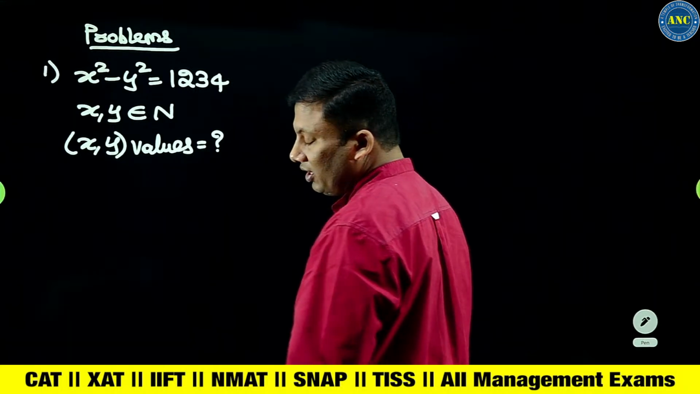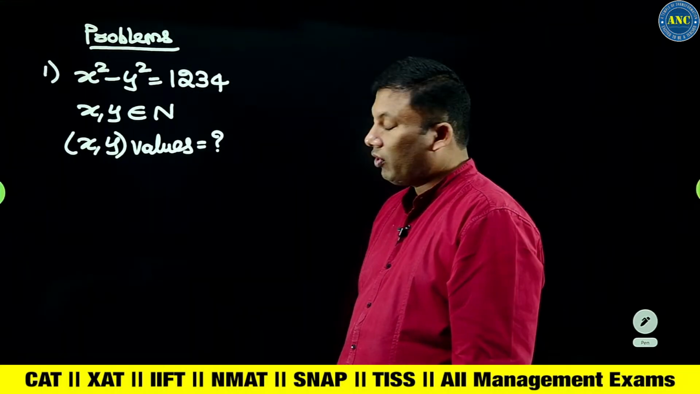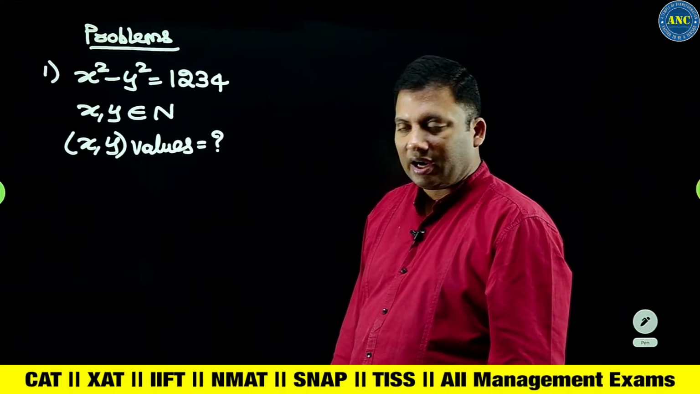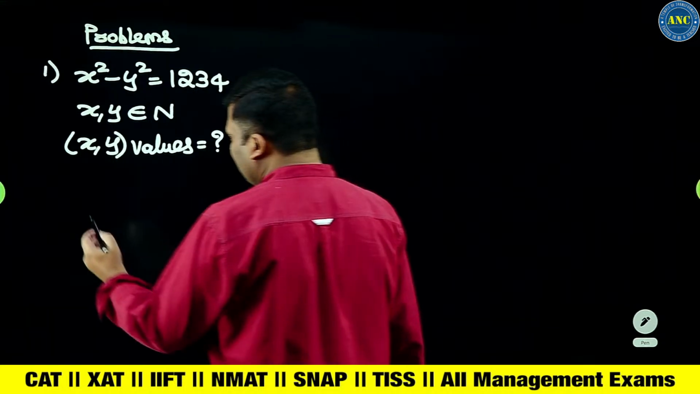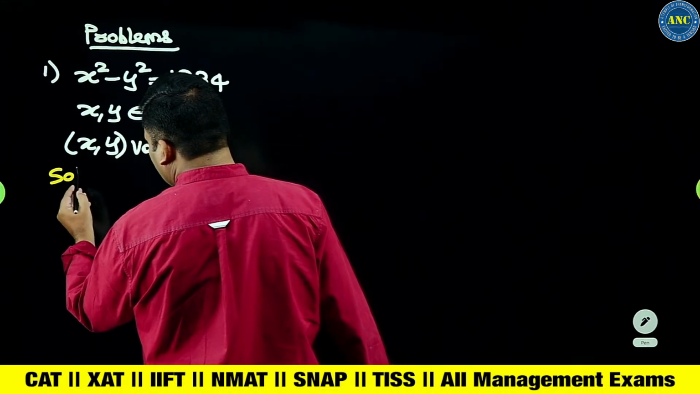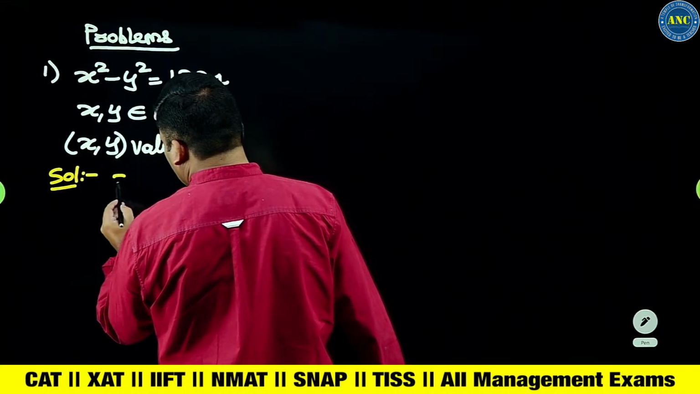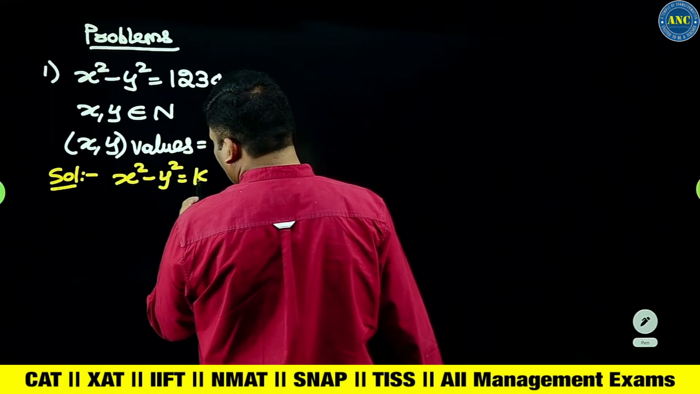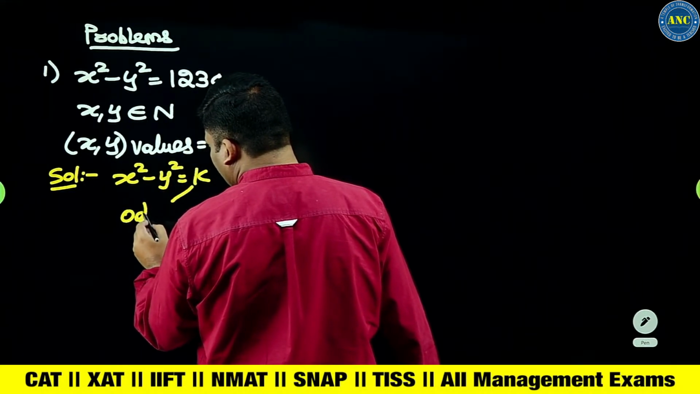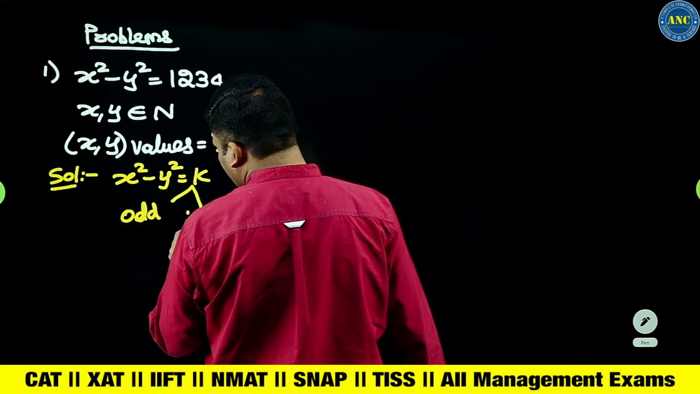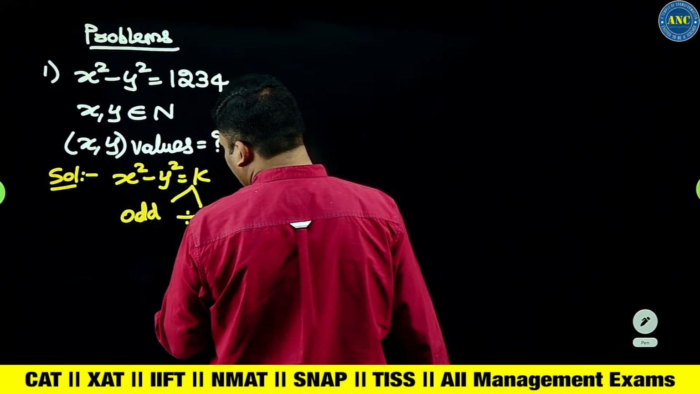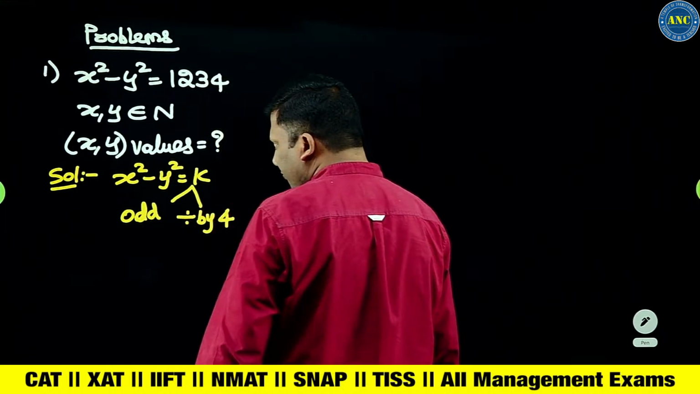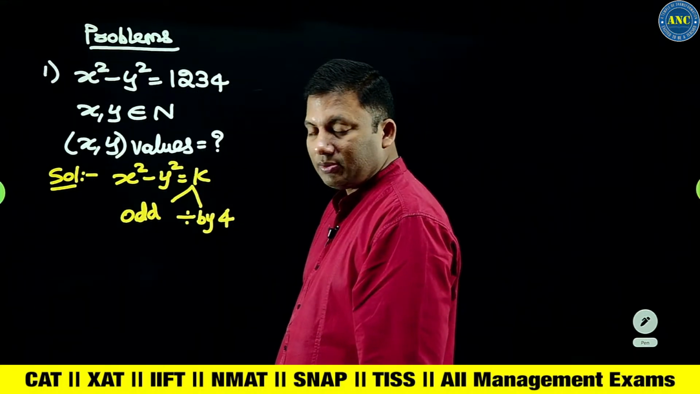X square minus y square is equivalent to 1234. X and y are natural numbers. How many values will x and y take? Simple, direct answer. X square minus y square equivalent to k. K should be an odd number, or k should be divisible by 4.